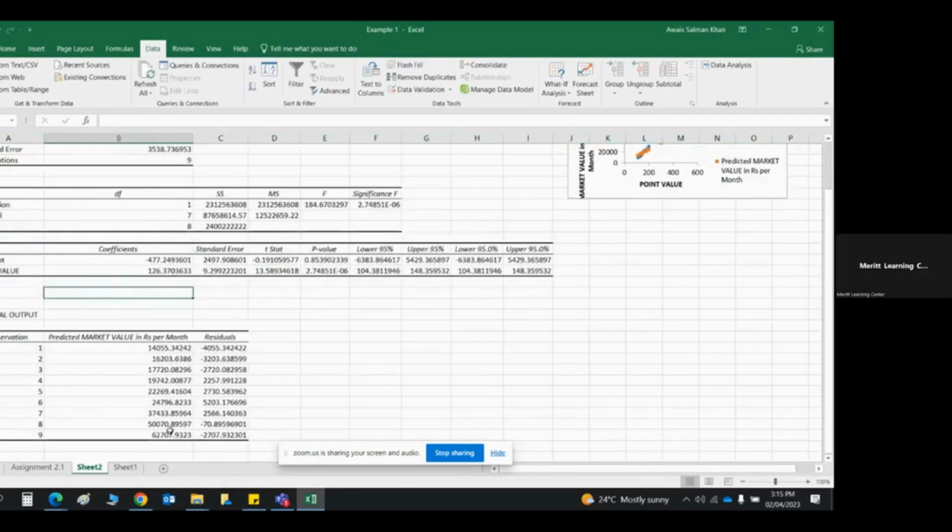So in one go you get your salaries, and you get everything, your intercept value, your point value, everything, right?